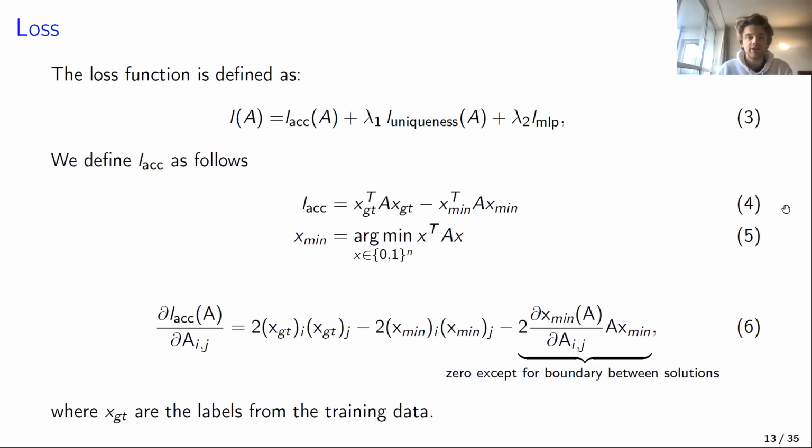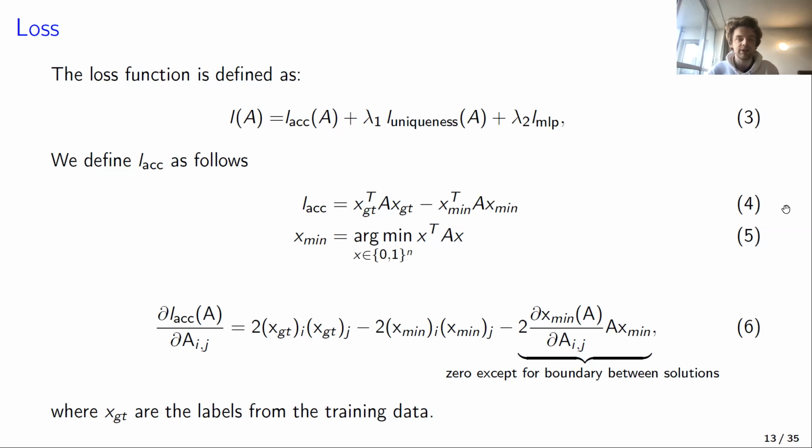About the loss function, our loss function basically helps us to train the network, and as I said beforehand, we don't need to have any information from the quantum annealer in order to be able to calculate the loss. And how do we do this? The loss function can be split into 3 different parts: our accuracy loss, our uniqueness loss, and our MLP loss. Our accuracy loss basically defines how good our solution is, or it's there to make sure that we also have the minimizing solution as our minimizing energy.